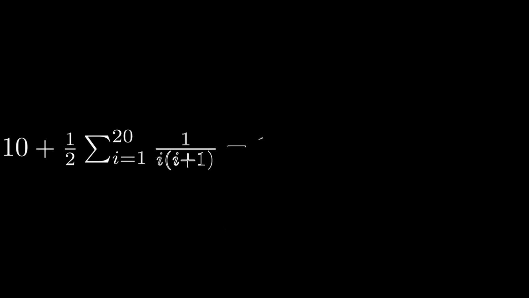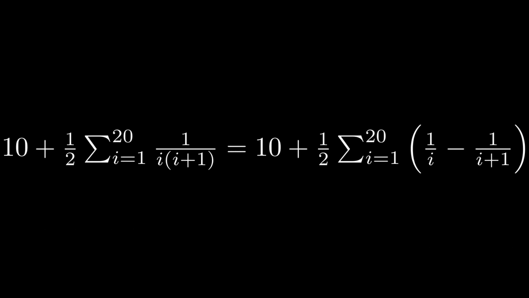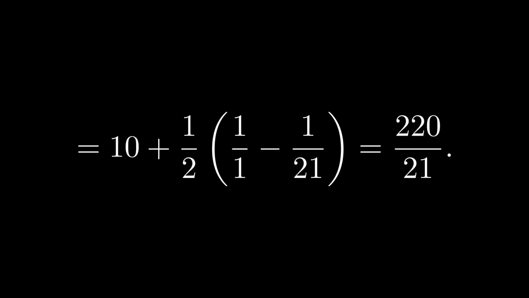Now, let's go back to evaluating the summation. We can use this formula for 1 over i times i plus 1, and this actually gives us a telescoping summation. When we expand this, all of the minus 1 over i plus 1 and 1 over i terms cancel in pairs, except for the first and the last ones, namely 1 over 1 and minus 1 over 20 plus 1. So we can compute the result, and that will give us an answer of 220 over 21, which is equal to 241 when we add the numerator and the denominator.